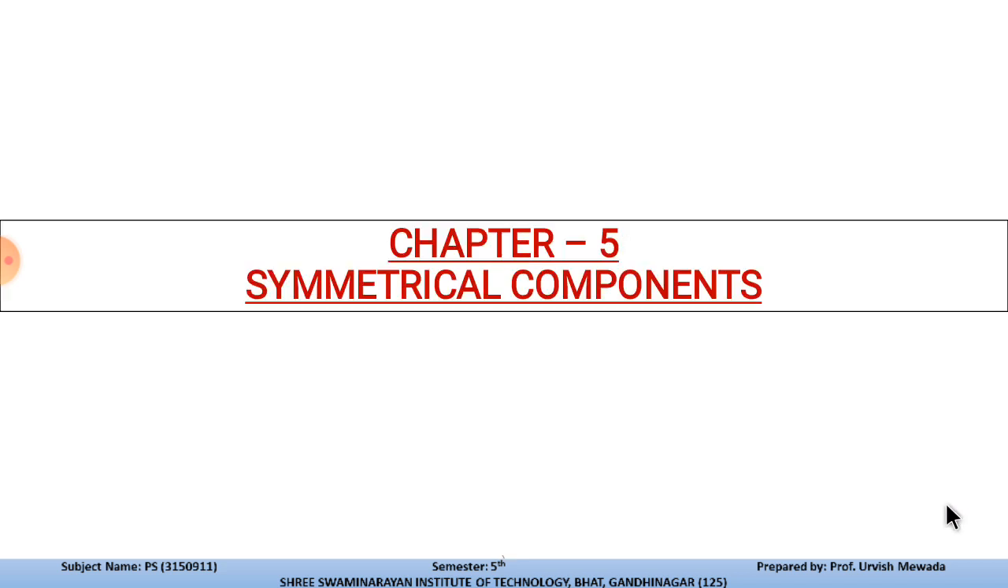Students, today we are starting with a fresh new chapter, chapter number 5, Symmetrical Components. In the last lecture we finished chapter number 4, Symmetrical Fault Analysis, in which we discussed an example based on symmetrical fault analysis. Now today we are going to discuss the new chapter, symmetrical components. So let us discuss the components of the symmetrical power system.